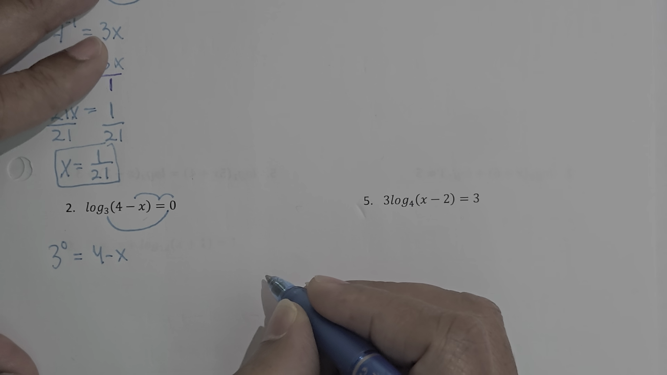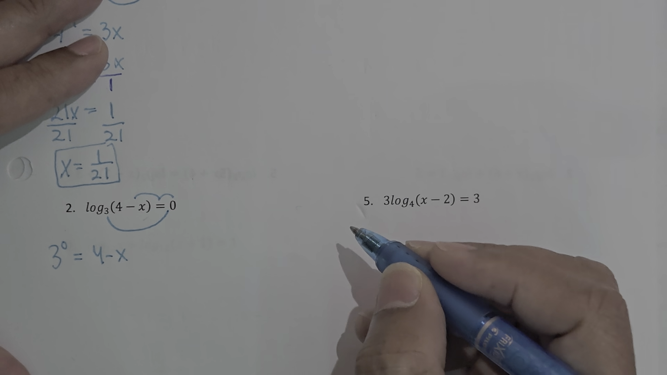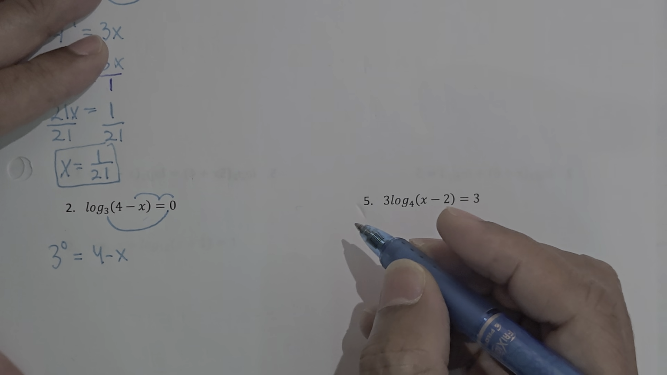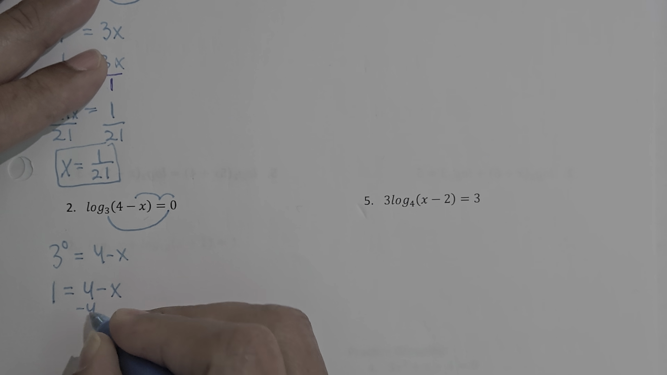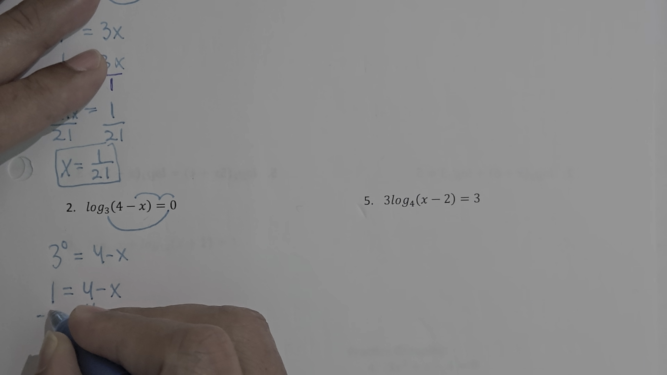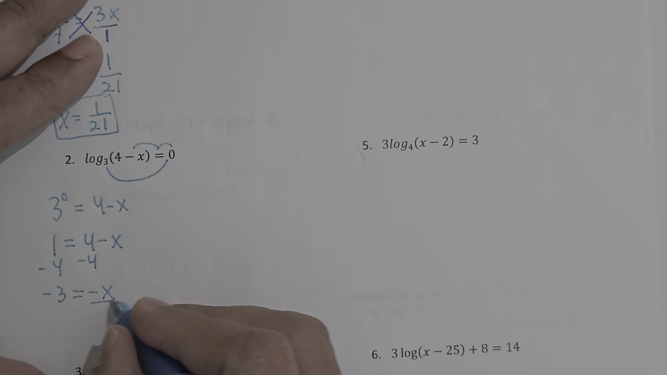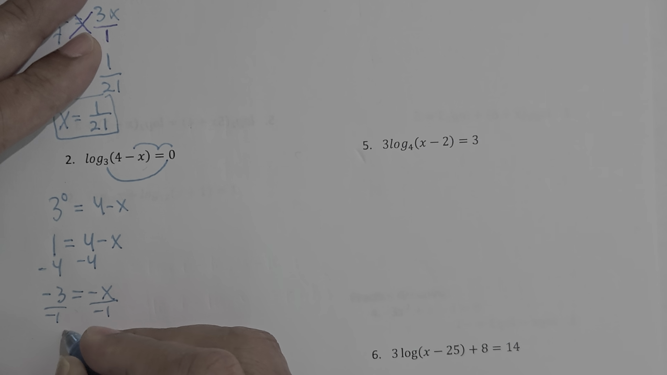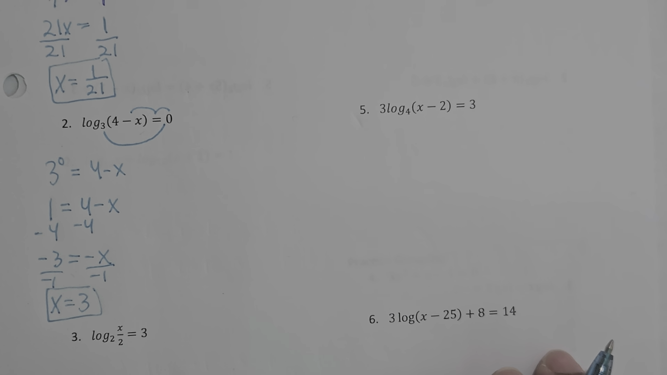But then the lesson that I covered in class about any value, any number or variable to the 0 power is 1, I'm going to use that property here because 3 to the 0 power is 1, and that is equal to 4 minus x. Then I'm going to subtract the 4 from both sides of the equation. So then this becomes negative 3, and that equals negative x. Then I don't want negative x, I want positive x. So I'm going to divide by negative 1. So then the solution is x equals positive 3. And that is the solution for this equation.